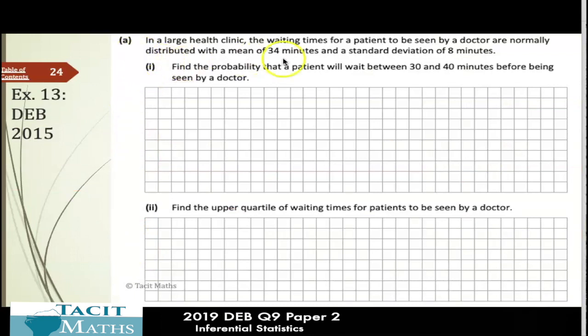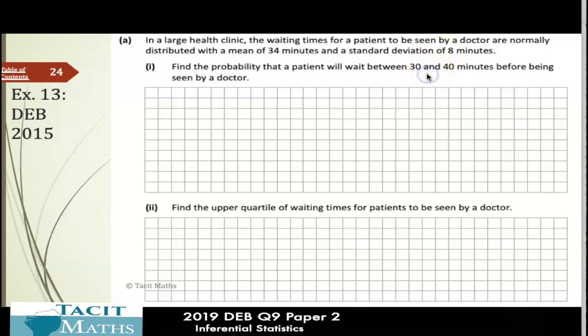Now, part A 1 in this case, and straight away, it should be clear to you that we're dealing with a z-scores question here. The probability that the patient will wait between 30 and 40 minutes before being seen by a doctor. And look, we have all the information up here. We have the mean, we have the standard deviation, and that should be screaming out at you that it's a z-score question.